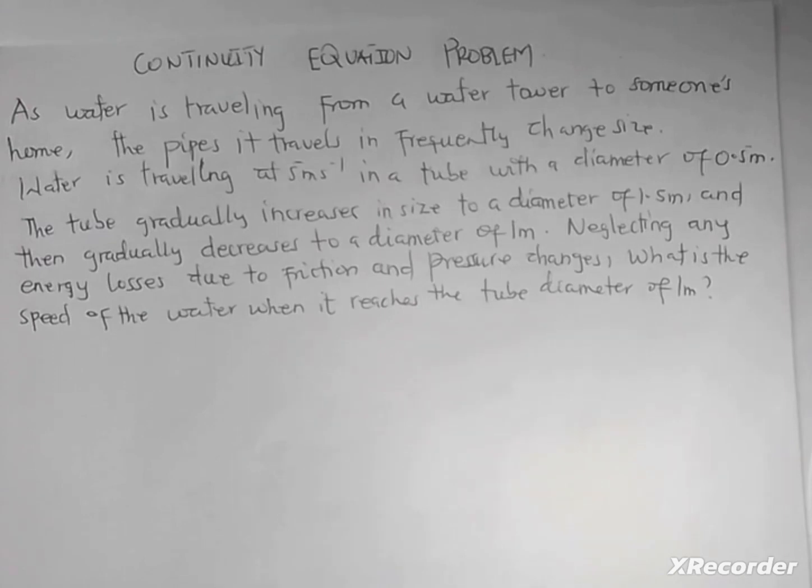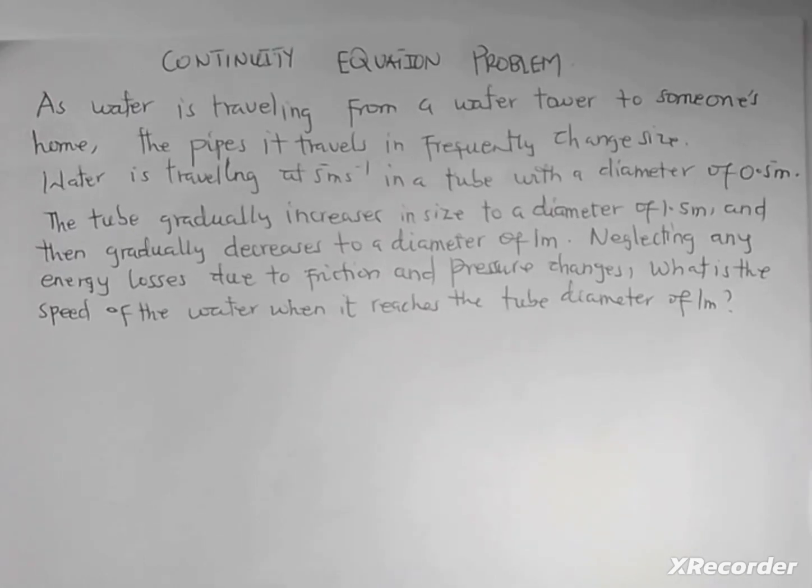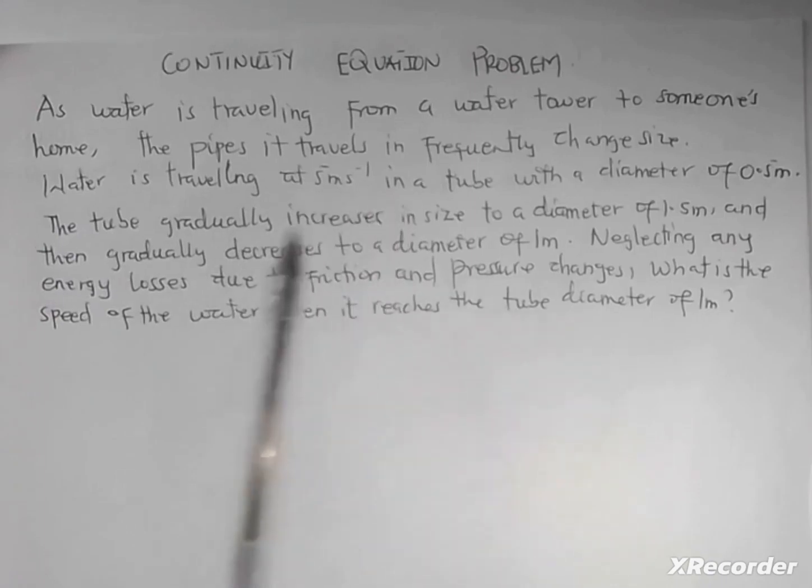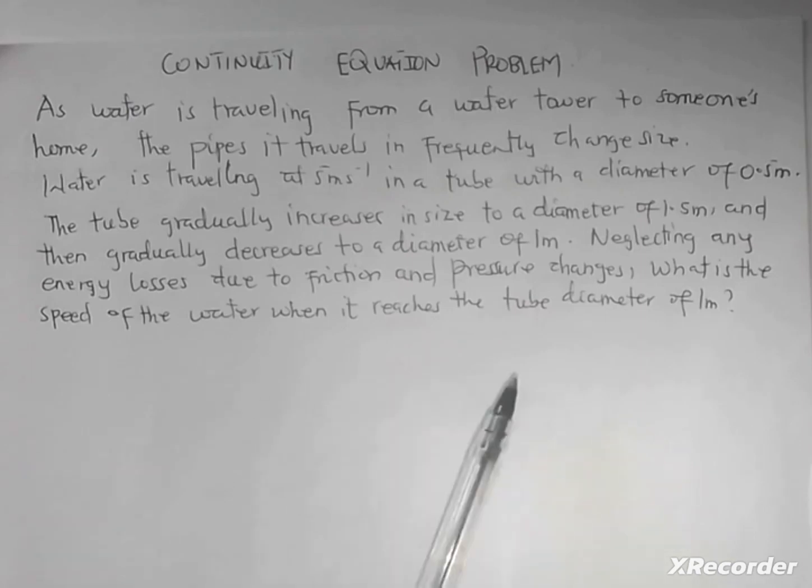I have a continuity equation problem which we're going to solve in this video. As water is traveling from a water tower to someone's home, the pipes it travels in frequently change sizes. That is, the pipes are flexible, so they frequently change sizes.